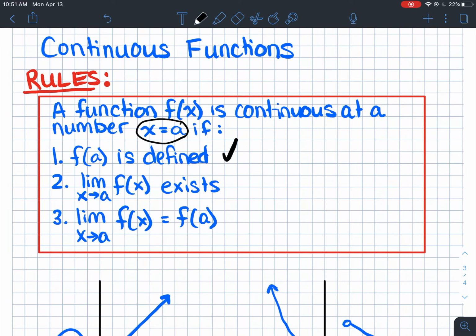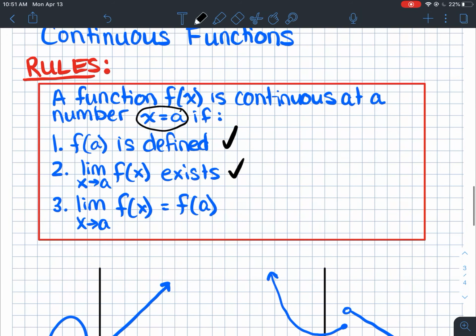Rule number 2, the limit as x approaches that value, a, of f of x exists. So the left and the right hand limit have to be the same, and then the limit will exist. Okay, that's rule number 2. Rule number 3, the limit as x approaches that number of f of x is actually equal to the y value. So this guy must be equal to that guy. So those 3 things have to be true.